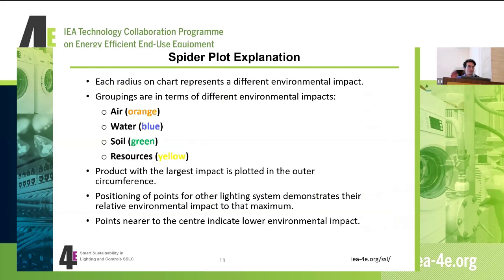And we've clustered these 15 indicators into indicators of air, water, soil, and resources. So those 4 categories. And essentially on this spider plot, which you'll see in just a second, the product with the largest impact is on the outside perimeter. And as you move in towards the center for that indicator, that is less impact. So the center, you have the least amount of impact.